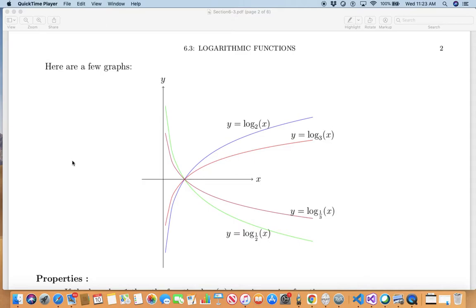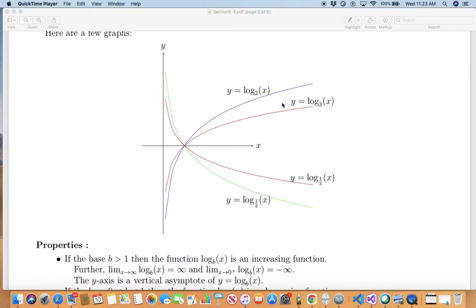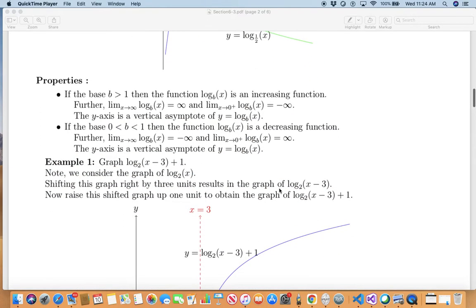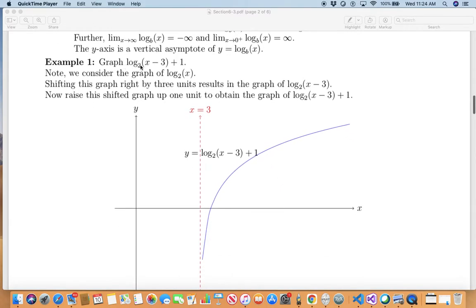Let me remind you, logarithmic functions: the graphs are increasing when the base is greater than 1, and decreasing when the base is between 0 and 1. Moreover, the y-axis is a vertical asymptote. As x approaches 0 from the right, the functions either go to positive infinity or negative infinity depending on the base. Now, with this information, let's graph log base 2 of (x minus 3) plus 1.